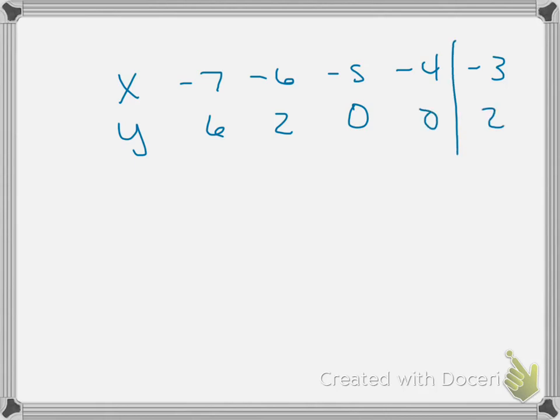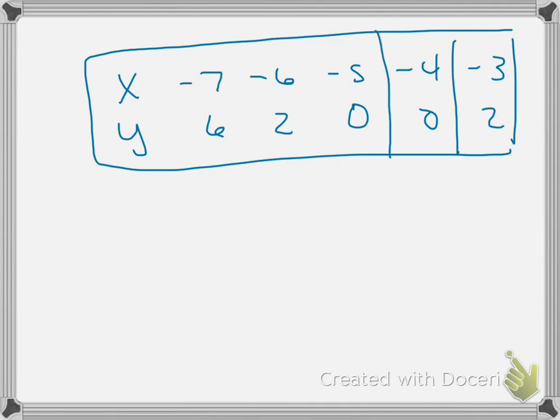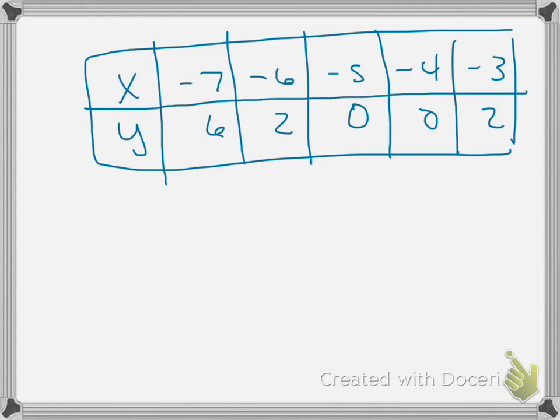Alright, so what if we had a table? I'm going to put a table here, and a series of numbers here. -6, -5, -4, -3. And then we'll put our y values here. We'll say this is 6, 2, 0, 0, 2. So what if they give you a table and they want you to create a quadratic equation from it?